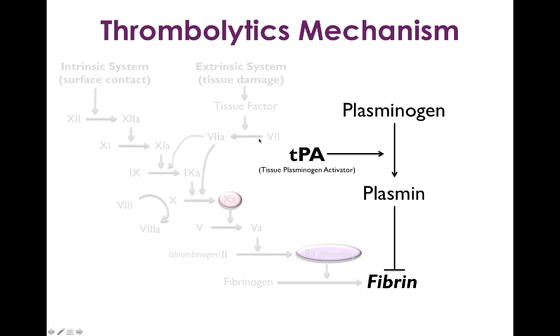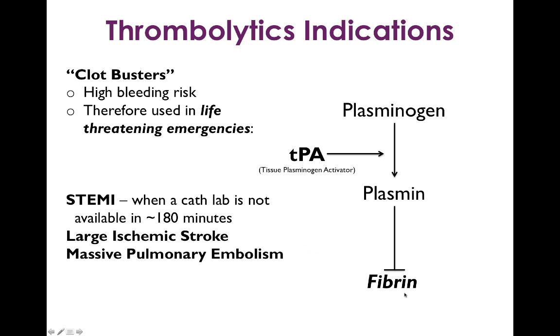So TPA, or tissue plasminogen activator, does just what it says. Activates plasminogen to plasmin, which then can lyse the clot. So these are the clot busters. But since they are very potent medications, not only do they prevent new thrombus, but they actually break down old thrombus, they have very high bleeding risk. They can cause strokes, intracranial bleeding, and therefore they're really just restricted use in life-threatening emergencies.